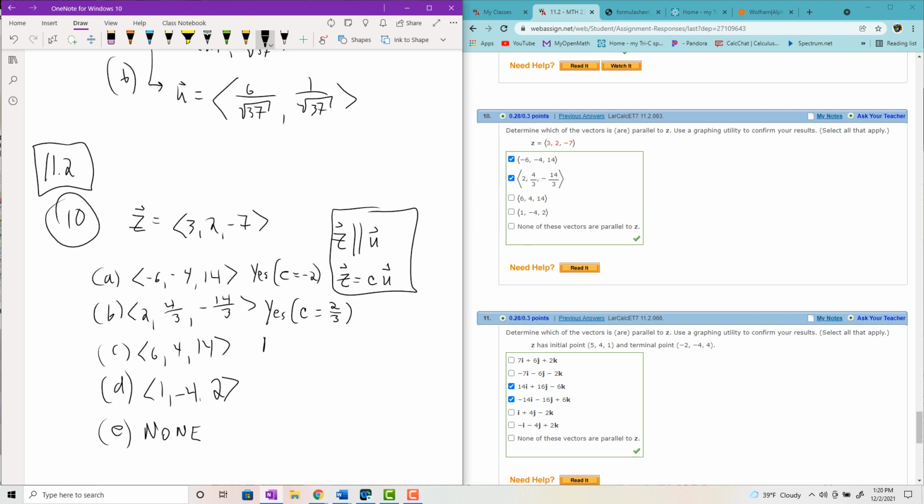The third one won't work. If you try negative 2, it works for the first two components, but then not the third. Similarly, for the fourth one, if you multiply by 1/3 to get the 1, the next one should be 2/3, so that won't work. And then, of course, there's 2 that work, so none doesn't work either. So your answers would be A and B.